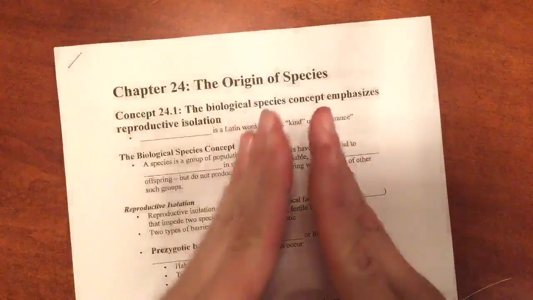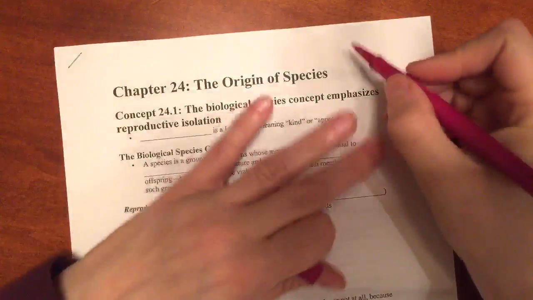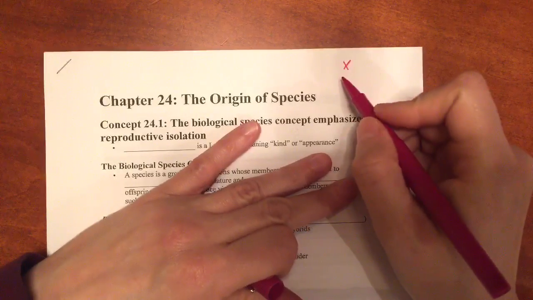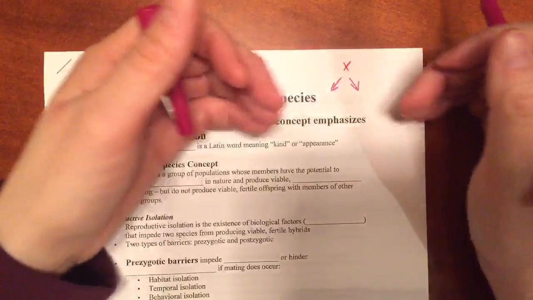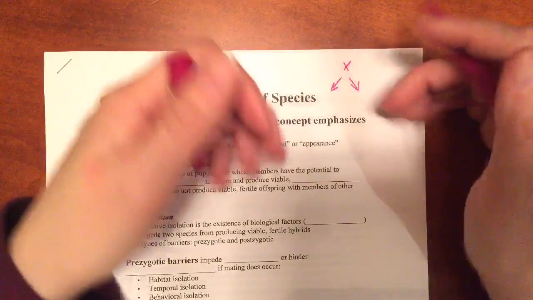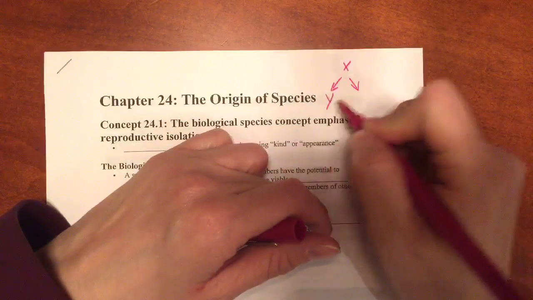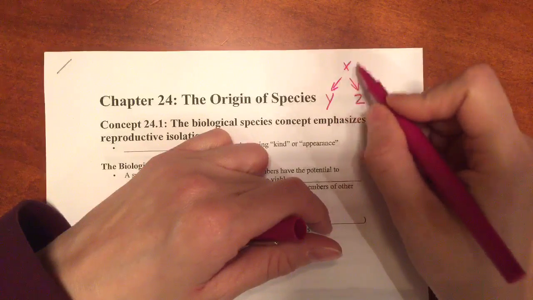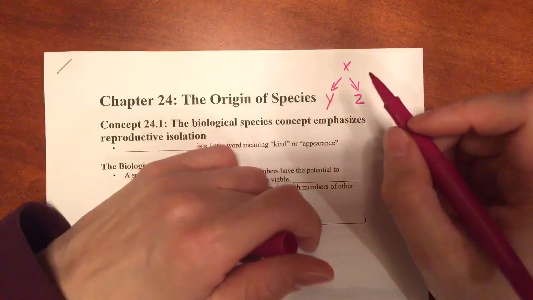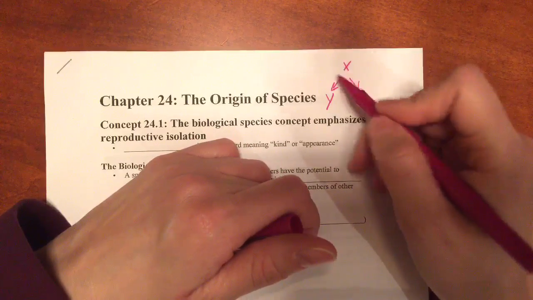Just real quickly here, if we talk about species X, it diverges, which means if they get separated in some way, they can become species Y and species Z. So we would say that species X was the common ancestor of that. So we're going to talk about the things that could make that happen.